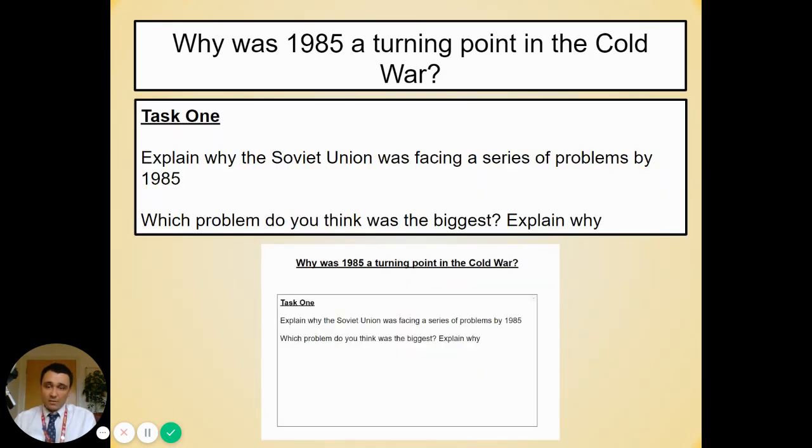So, Task 1, I want you to try to understand when Gorbachev came in charge, why the USSR was in such a state. Can you explain why the Soviet Union was facing a series of problems by 1985 on your worksheet? And when you're done, which problem do you think was the biggest, and explain why? Make it clear why this was the problem Gorbachev had to deal with first of all. If you need any help, go back to the yellow slides and they should be able to help you with this. Pause the video here to complete that task on your worksheet, and when you're done, press play.